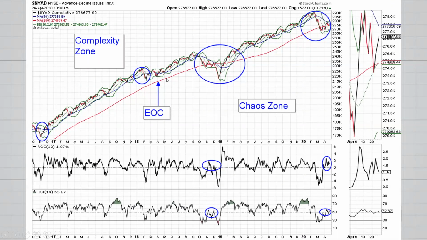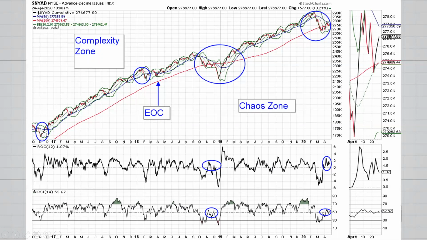This is the 200-day moving average. That's really an area where the edge of chaos is concentrated, where complexity, the forces of the universe that make things work just right, are at their highest. So let's look at these circled areas.